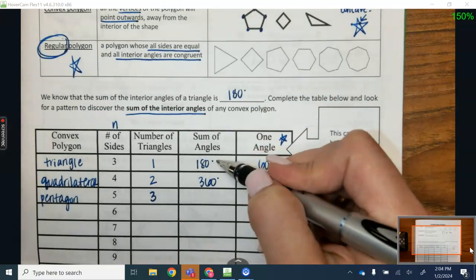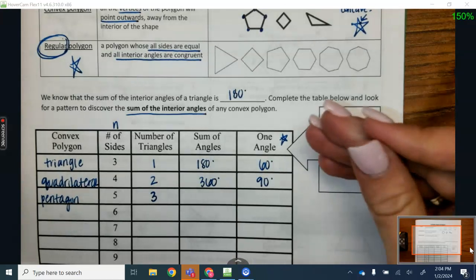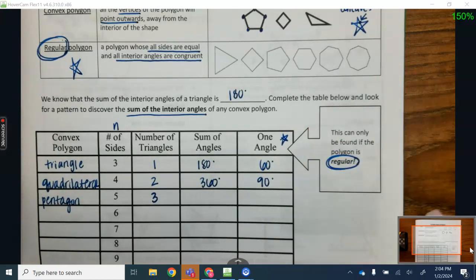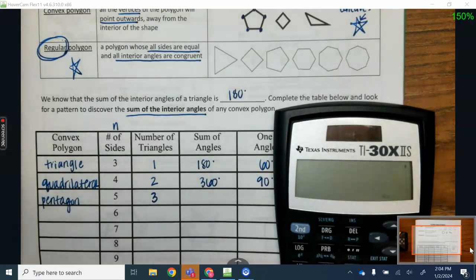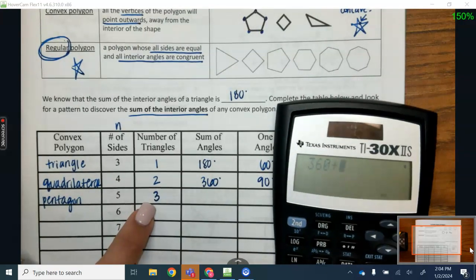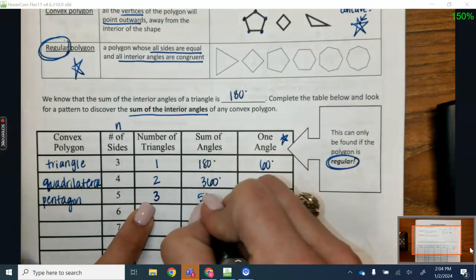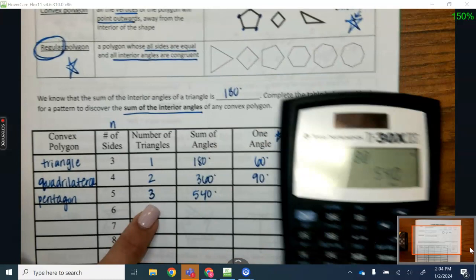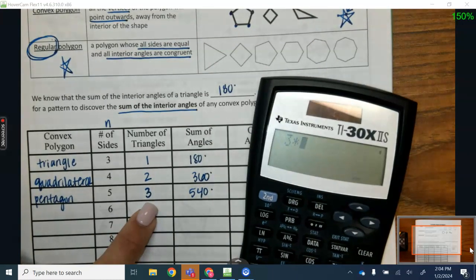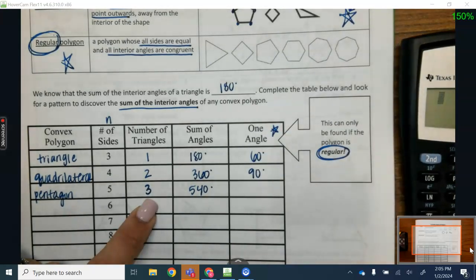And right here, every time I'm increasing a triangle, I'm adding another 180 degrees to the figure. So if I take 360 and there's another triangle, I'm going to add 180 to that and I get 540. You could also think of it as, well, if there's 3 triangles, and they all have 180 degrees, 3 times 180 is 540.